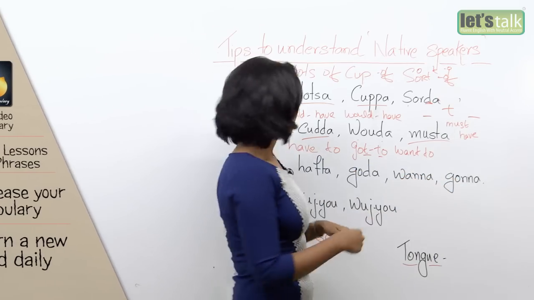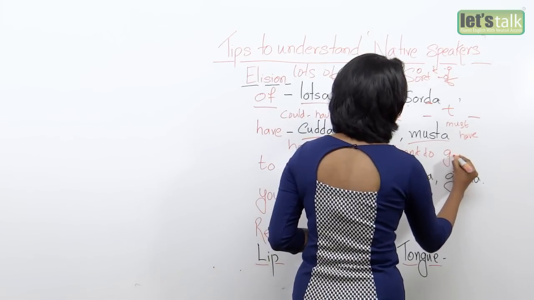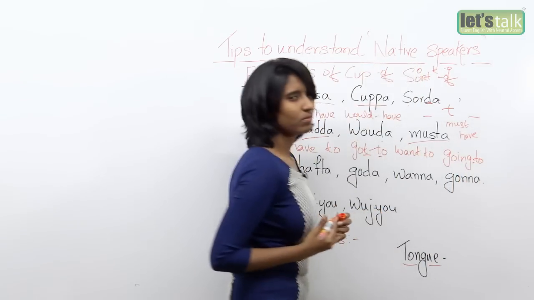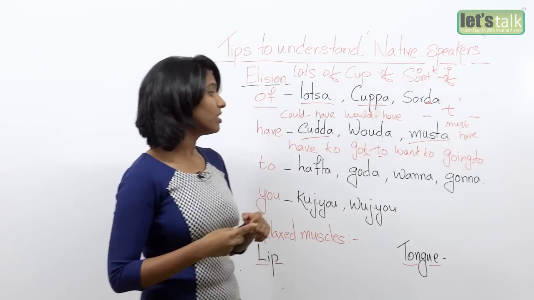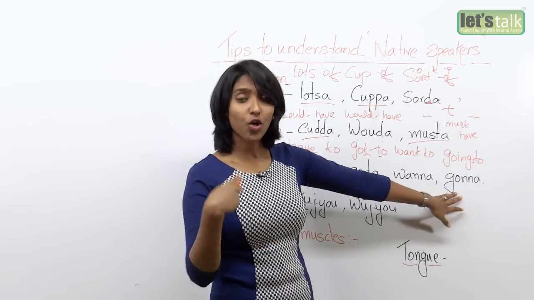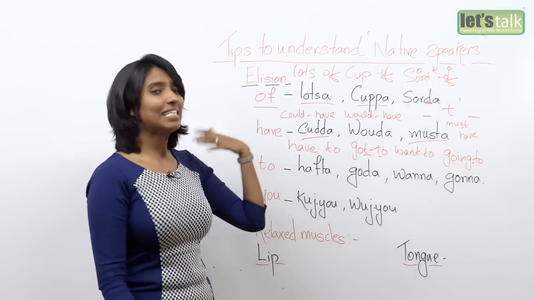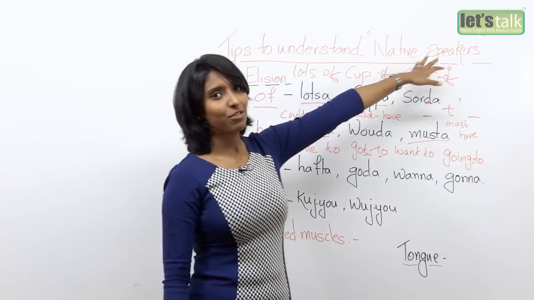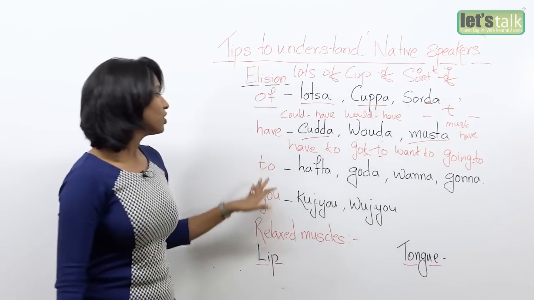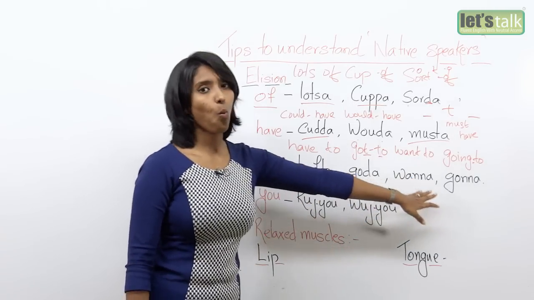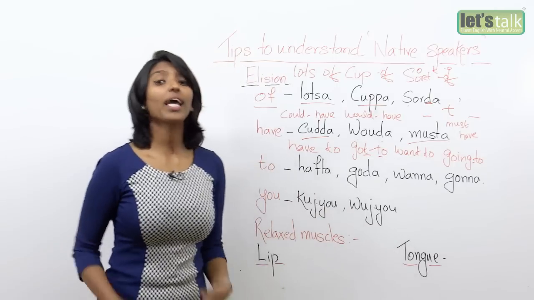Finally, gonna. I'm going to, or she is going to. Where are you going? I don't know. But you're gonna say, or you're going to say, gonna. You're gonna speak like this next time when you speak to a native speaker. Gonna. Okay? So "to" becomes, if you mix "to" with other words, hafta, gotta, wanna, gonna. I'm gonna go. I gotta go.